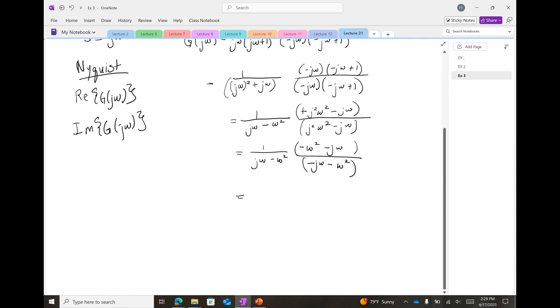Okay, so let's keep going. We're going to multiply now this guy by this guy. So our numerator is minus omega squared minus j omega divided by our denominator. So we get minus j squared omega squared, and then the imaginary parts are going to cancel, and we get plus omega to the 4th.